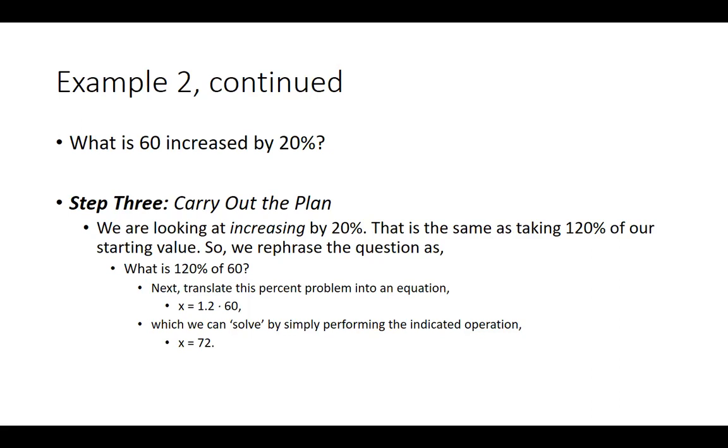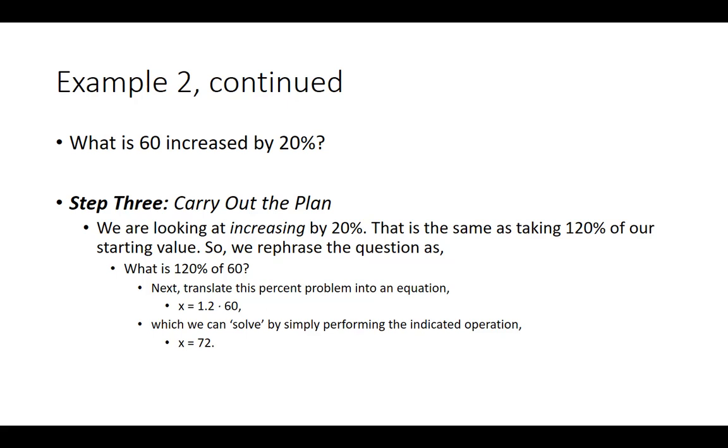So as we carry out the plan, we still have our original question: what is 60 increased by 20%? We're looking at increasing by 20%, so that would be the same as taking 120% of our starting value. Remember, a percent increase would be 100 plus whatever the percent we're increasing by is. In this case, it was 20, so 100 plus 20 would be 120%. So we rephrase the question as, what is 120% of 60?